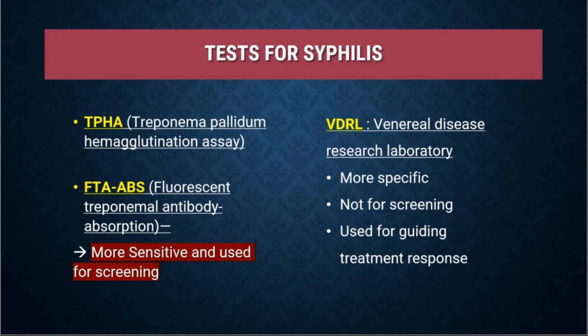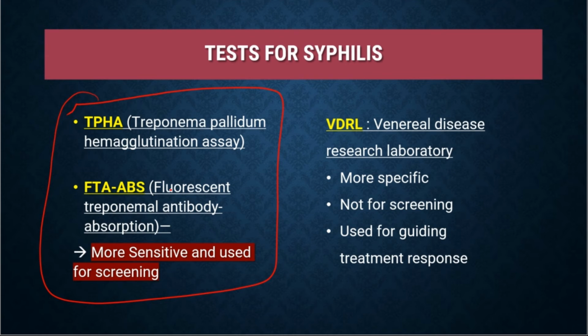Then, what tests are you going to use in this patient? Okay, so you can use either VDRL or TPHA, but it is very important that you use these two tests, that is TPHA or the fluorescent treponemal antibody absorption test. It's very important because these are very sensitive and they are used for screening. Once a patient is infected with syphilis, these tests are going to remain positive throughout your life, right? So it's always important that you depend on these tests for the screening purpose and don't rely on VDRL, right? So VDRL is a more specific test. However, it is not used for screening and it is only used for guiding the treatment response.